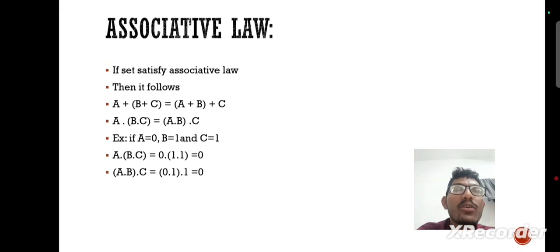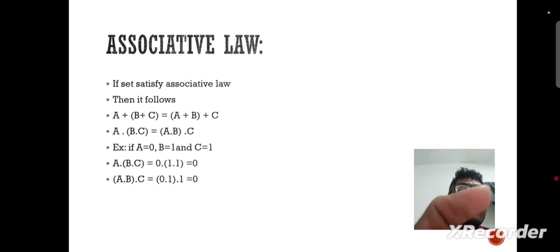Next, we have to do the operation on the right side operands, which are in brackets: (A into B) into C, with A equal to 0, B equal to 1 and C equal to 1. That is 0 into 1 equal to 0, and that output into 1 equal to 0.